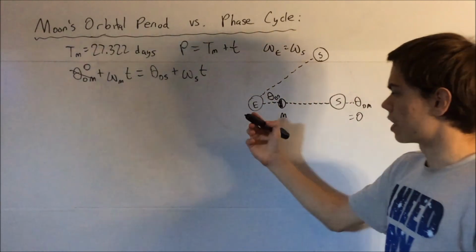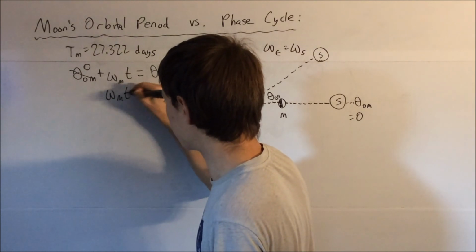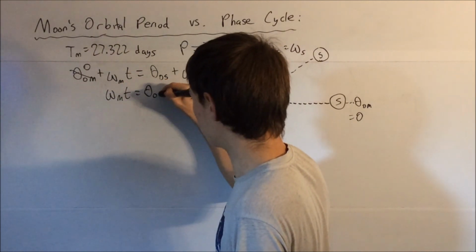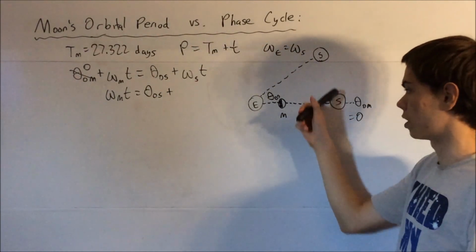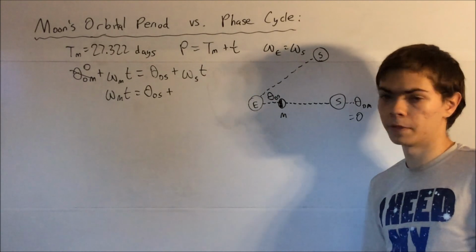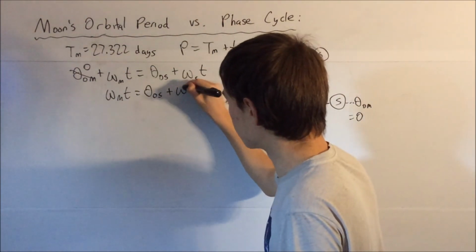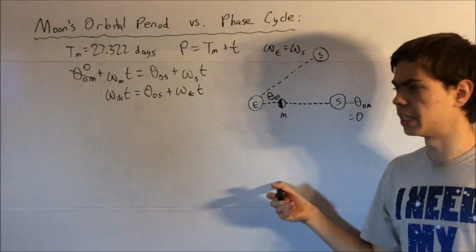This might look a little bit weird, but so it can be a little bit less confusing to some people, remember the angular speed of the sun around the Earth that it appears to move at is equal to the angular speed of the Earth around the sun. So that's all I'm going to do. Now I'm going to try and actually solve for t.